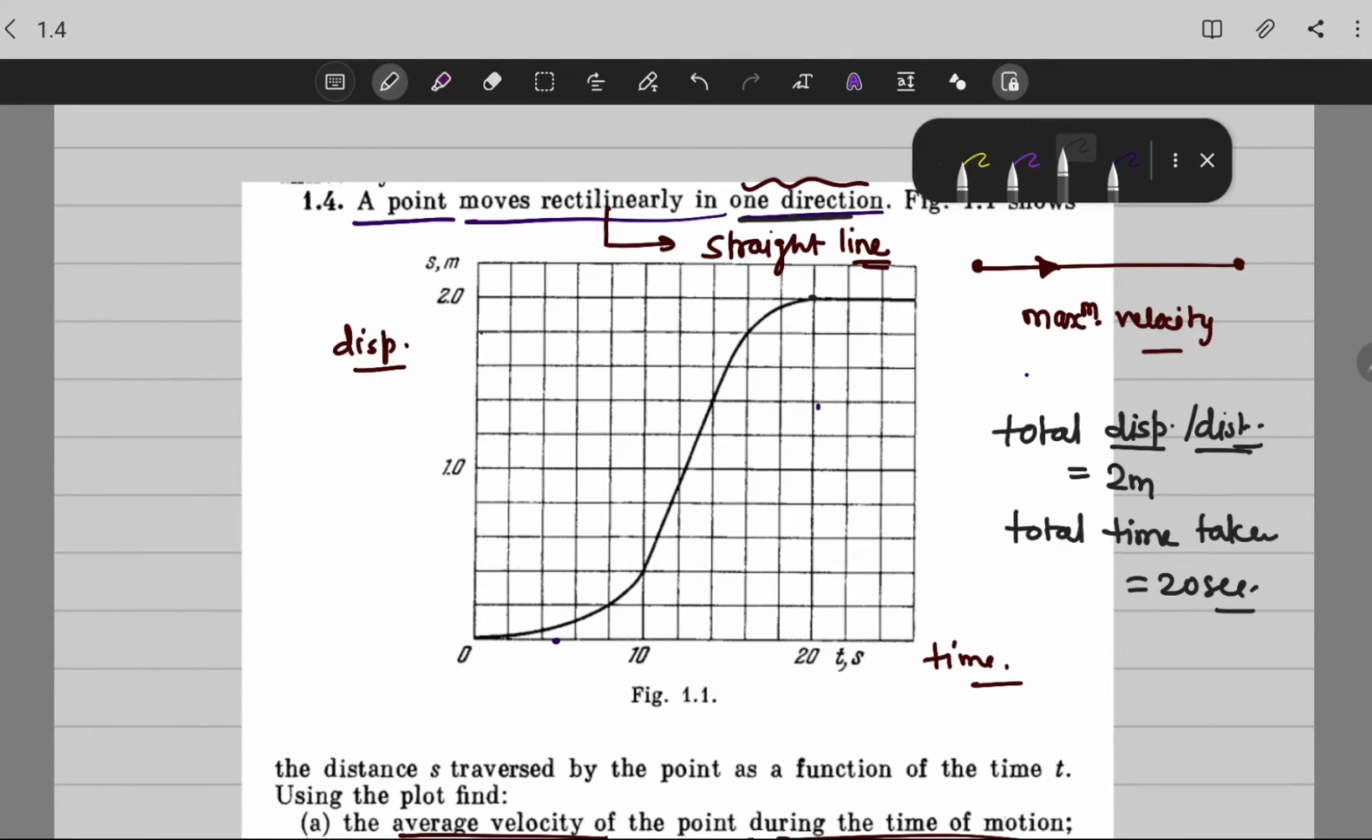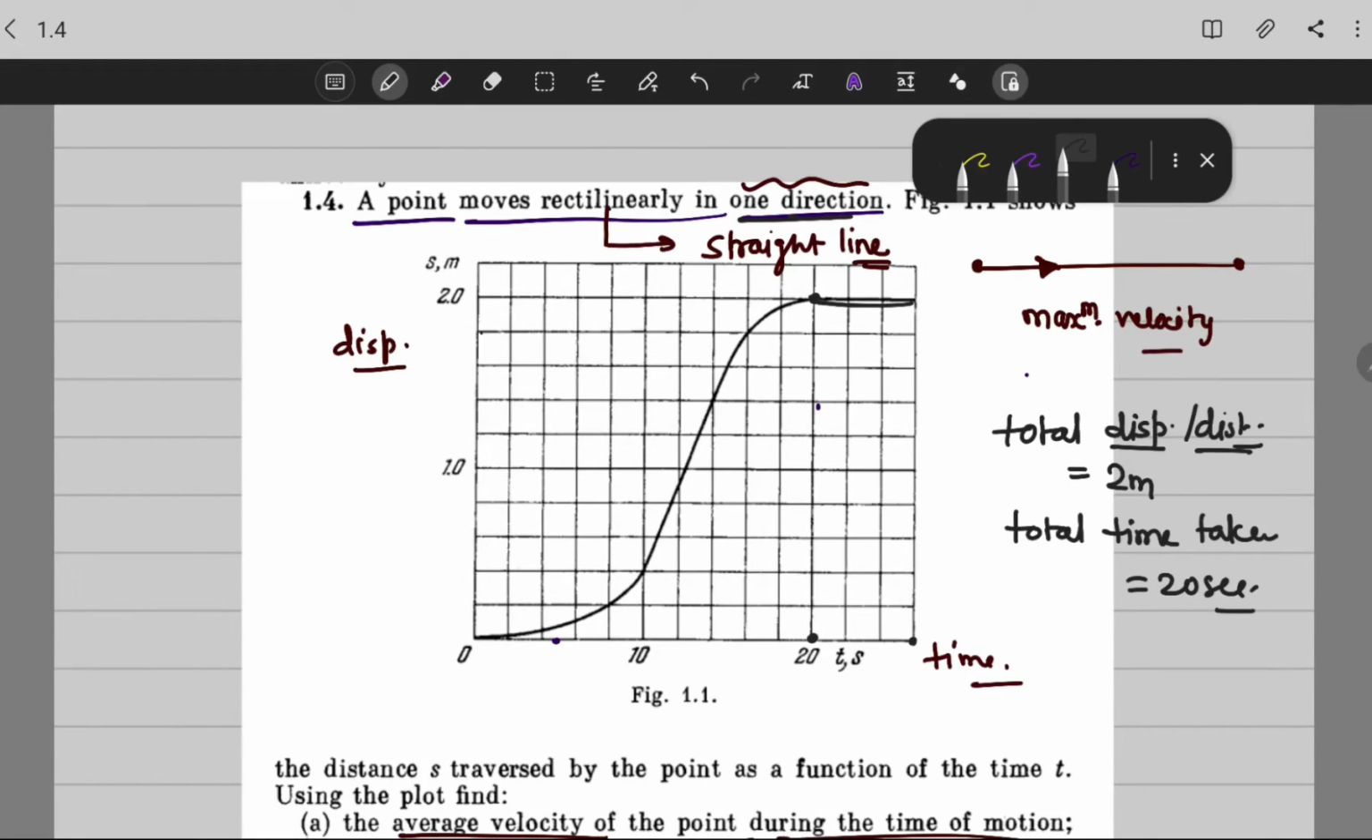Now some people may be wondering: the graph is given till here, so why are you considering 20 seconds till here? Because after this particular point it is actually resting. We can draw this for infinite time, but we cannot take infinite time for finding the average velocity. So the car starts at t is equal to 0 and comes to rest at t is equal to 20 seconds. If you keep on increasing the time in the displacement graph, it is at rest at this instant. So that's why we consider s is equal to 2 meter and t is equal to 20, because at that time instant it comes to rest.